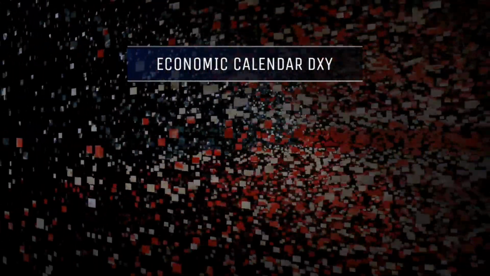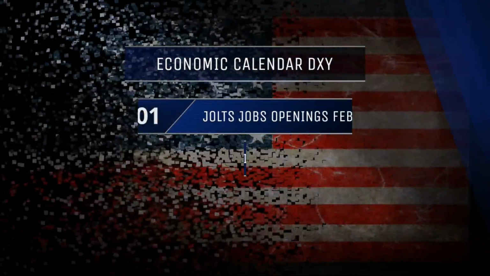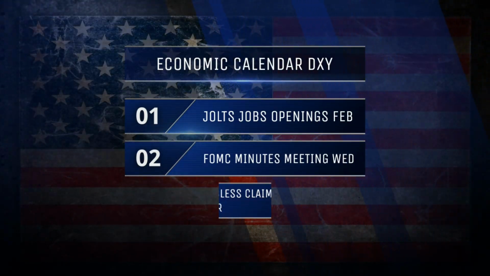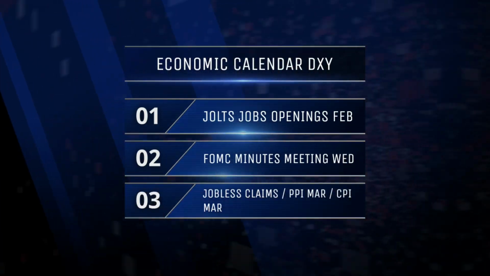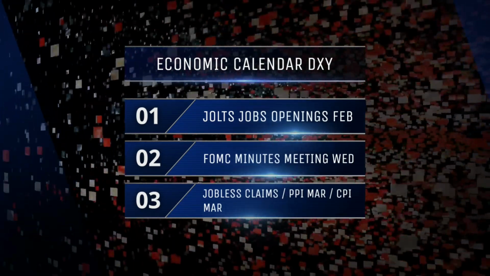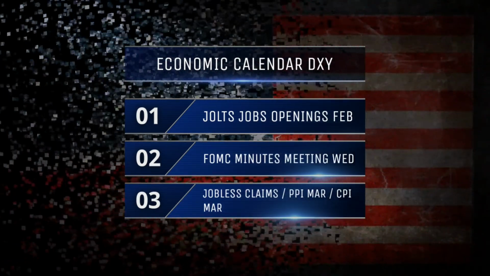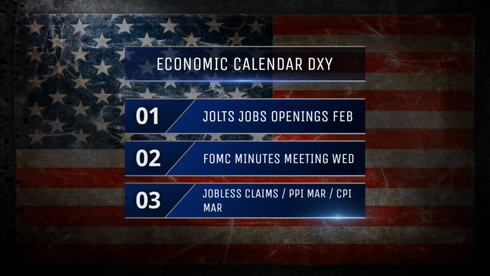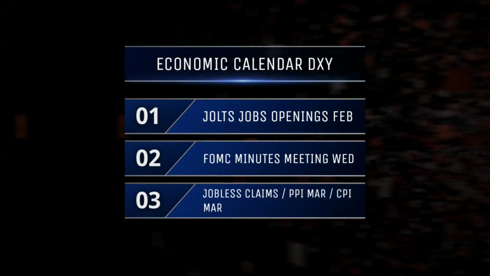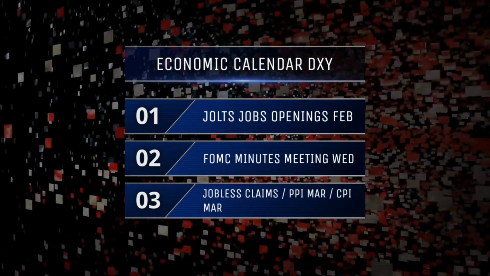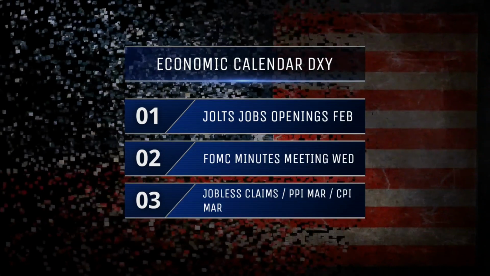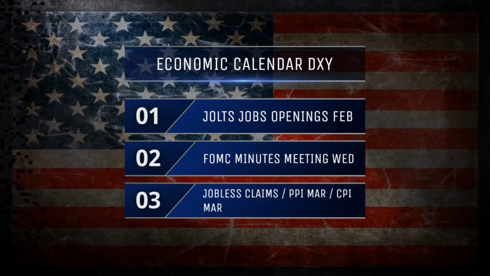On the economic calendar for the coming week from the United States, we'll be waiting for the following economic headlines to be released. The JOLTS job openings for February will be released on Tuesday. Then the FOMC meeting minutes will be released on Wednesday, and the jobless claims, PPI, and CPI on Thursday and Friday. That's all. We'll move on now to the trading strategy.